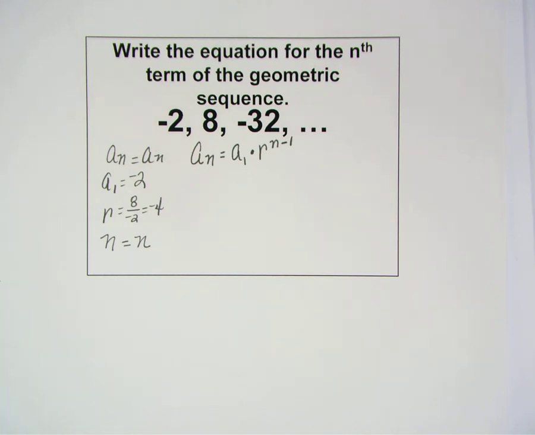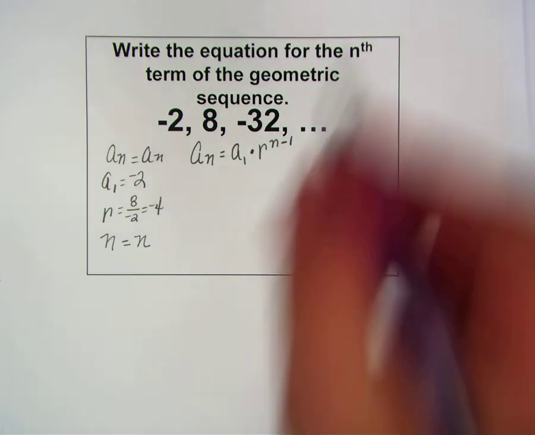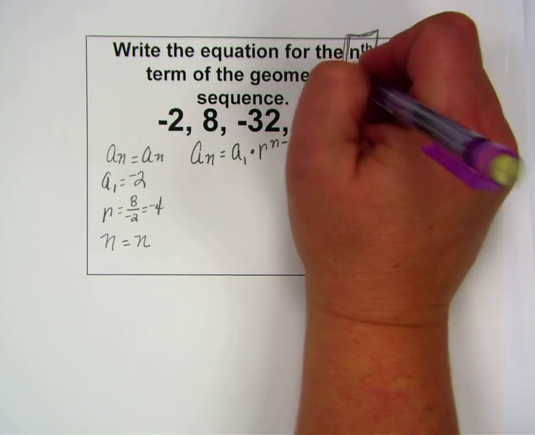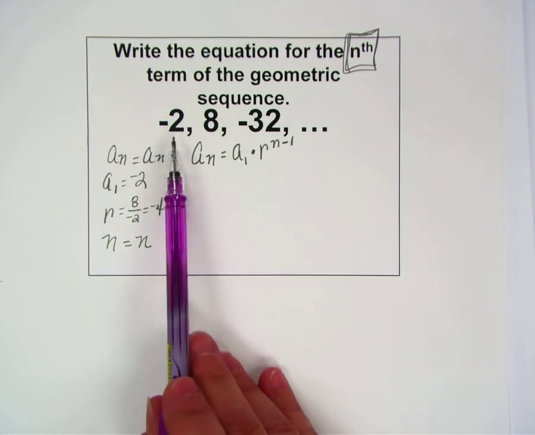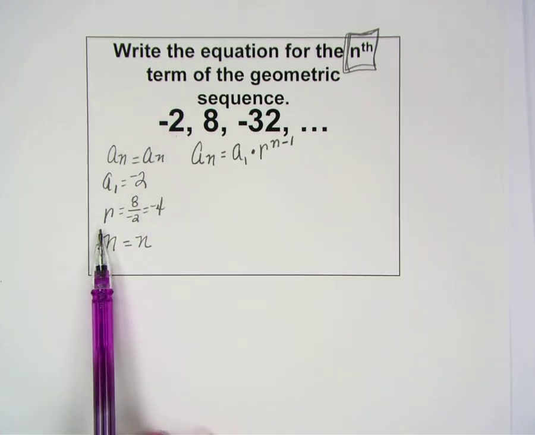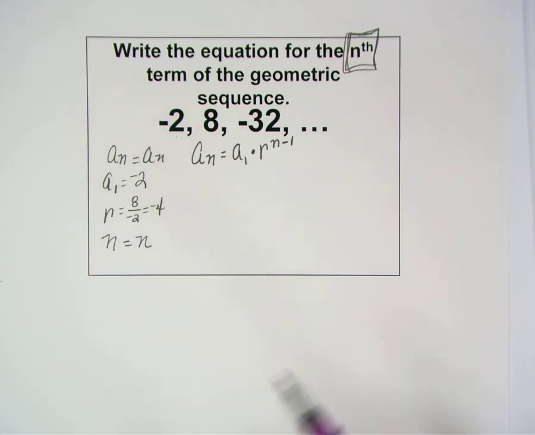Oh, there it is. So we don't know a sub n, and we don't know what n is, and that's not what we're supposed to be finding. We're looking for the nth term, okay? So when we finish, we're still going to have an n in our problem. We know the first term is -2. We know that r is the common ratio, and that's the second term divided by the first term. So 8 divided by -2 is -4. Again, I'm looking for the nth term, so n is n.